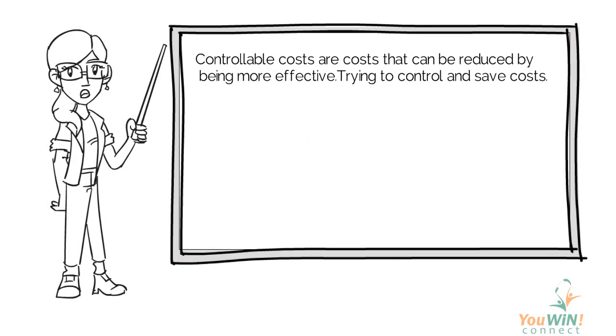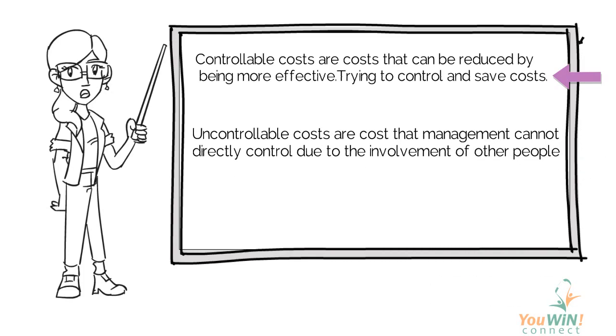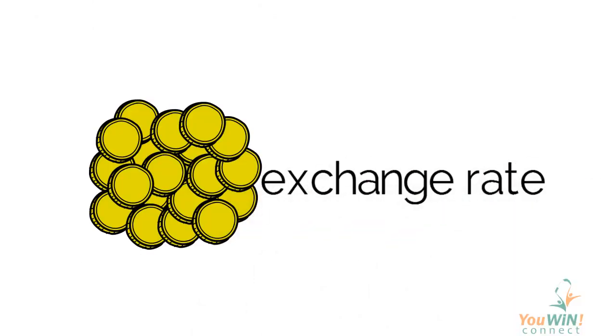Controllable costs are costs that can be reduced by being more effective at what you do, trying to control and save cost. While uncontrollable costs are costs that management cannot directly control due to the involvement of some other people. For example, the exchange rate.